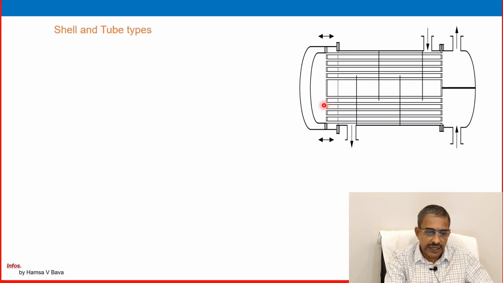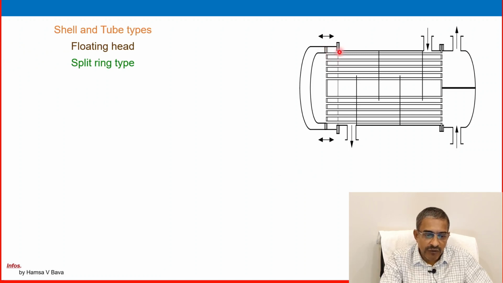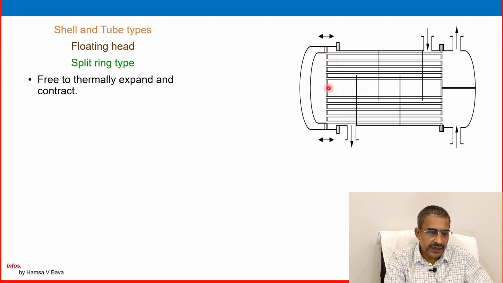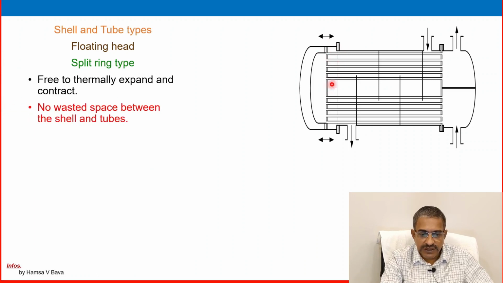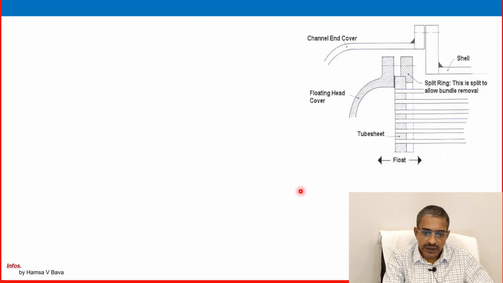So another one is the split ring. It is coming as another floating head, split ring. The split rings are provided for thermal expansion, free to thermally expand and contract. No wasted space between. See, here it is, the difference from the previous one. No wasted space between shell and tubes. That is another one. Here it is split ring.